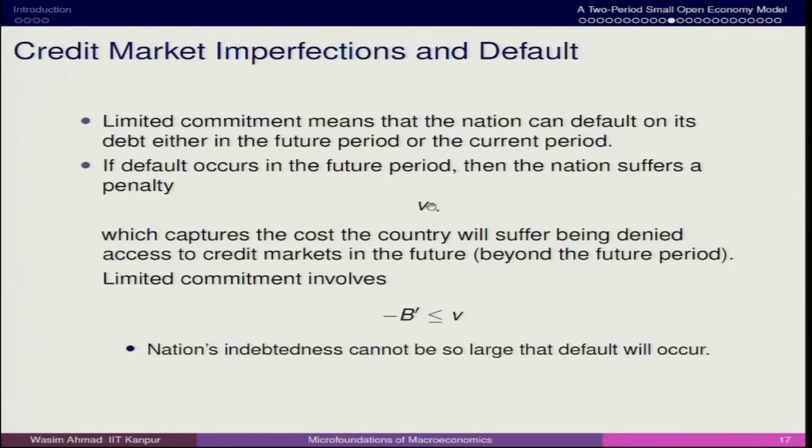So, this is the V amount, which captures the cost the country will suffer from being denied access to the credit market. So, limited commitment means that whatever amount the country has borrowed is less than or equal to V, which is the default amount. So, the idea is that the indebtedness of the nation should not be so large that default will occur. So, the size of your debt should not be so large that you should be defaulting on the loan. So, this is one criterion.